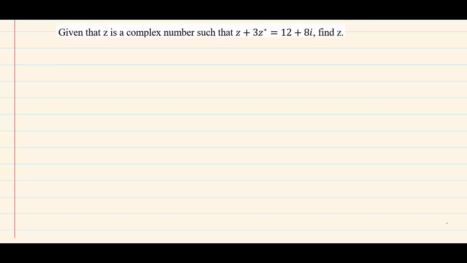In this tutorial, we'll look at solving yet another type of complex equation. We are given that z is a complex number such that z plus 3z star is equal to 12 plus 8i. Find z. We know that the solution is going to be a complex number, so any complex number takes the form z is equal to, I'm going to say, x plus iy.